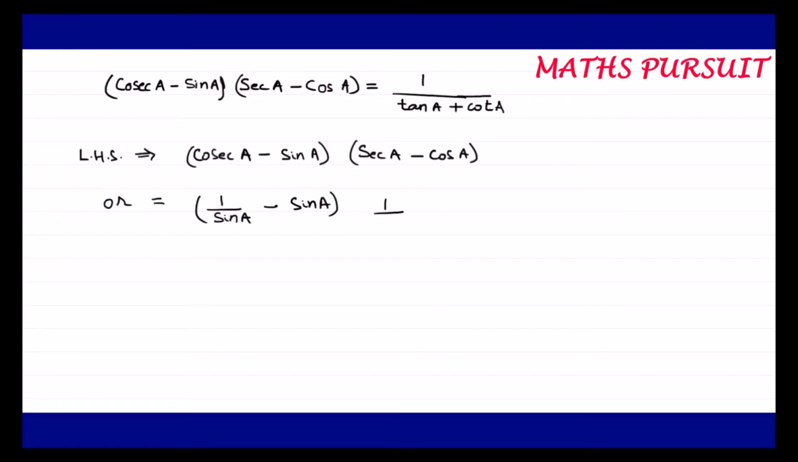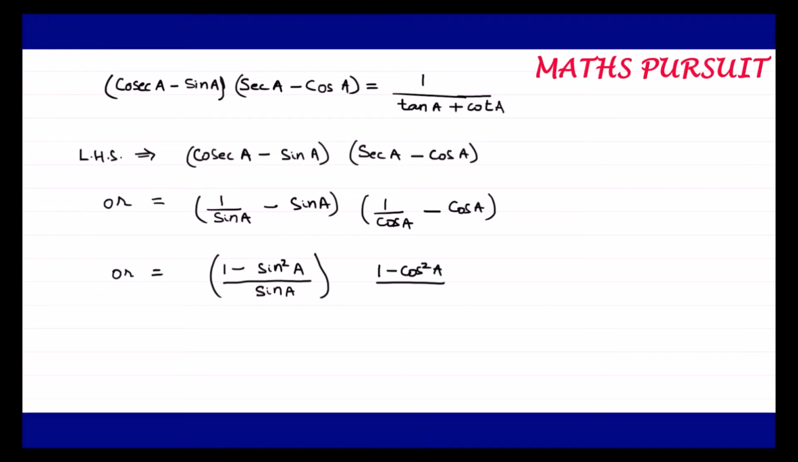So sec A is similarly 1 upon cos A minus cos A, that is equal to (1 upon sine A minus sine A) into (1 upon cos A minus cos A). So let us solve this. Sine A is our LCM here. If I take sine A as our LCM, then it will become (1 minus sine square A) upon sine A. Hope these are pretty simple things. I'm not going to explain further on this, but still, if you have any questions, just reach out to me in the comment section. Now similarly, here it will be (1 minus cos square A) by cos A.